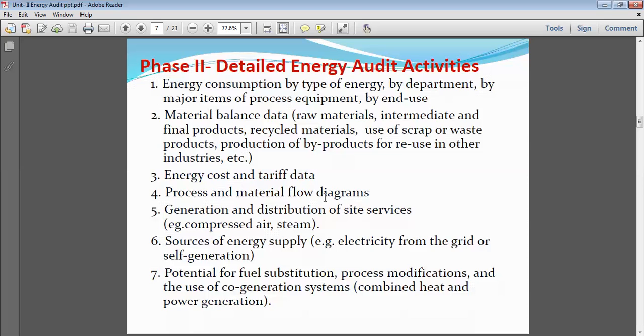Process and material flow diagram. You have to make a flow chart showing from where we are getting the material, the things which we have already explained in the second point of this section. Then in the flow chart, what is the wastage, what are the different types of wastage, whether this waste is going to be recycled or become scrap, and what is the use of the scrap.